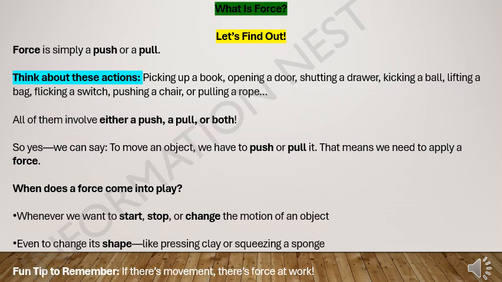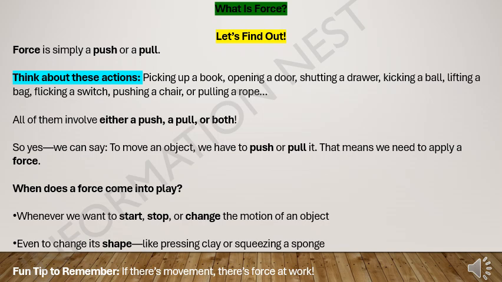Let's explore one of the most important ideas in physics: force. Force is nothing but a push or a pull. Now, think about all the things we do. When we pick up a book, kick a ball, open or close a door, lift a box, or even flick a light switch, all of these actions need force. And every single one of them involves a push, a pull, or sometimes both.